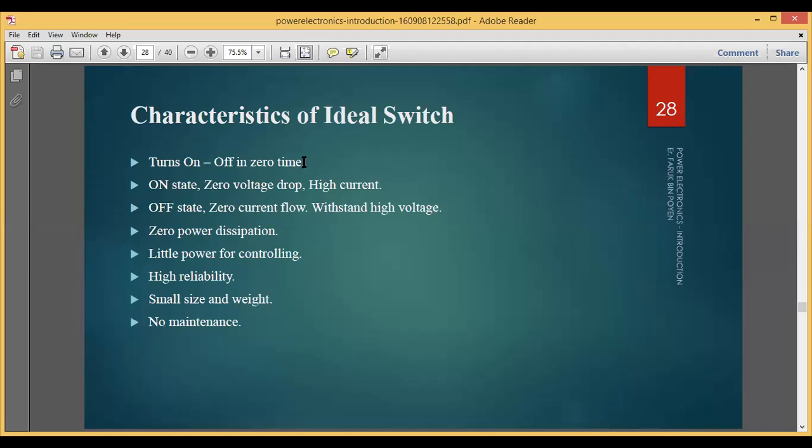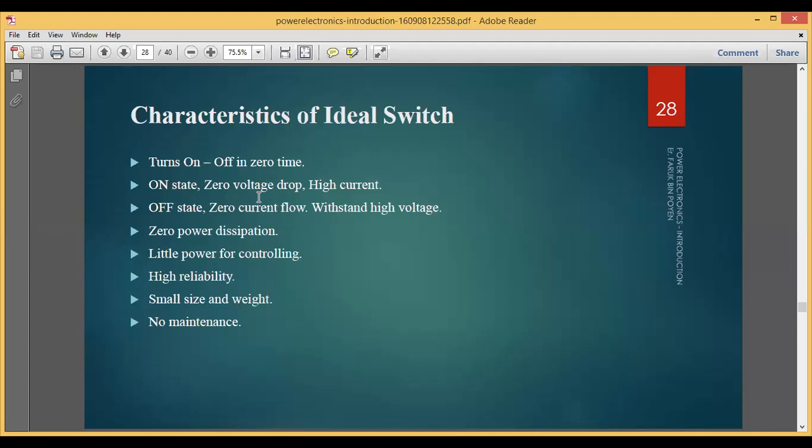Ideally, they are fast. Okay, but the time is not mentioned here. Then, when the particular switch is in the on state, what does this mean? It means zero voltage drop. There is no voltage drop because of the high current. Or simply you can say that when there is zero voltage drop, you get a maximum current.